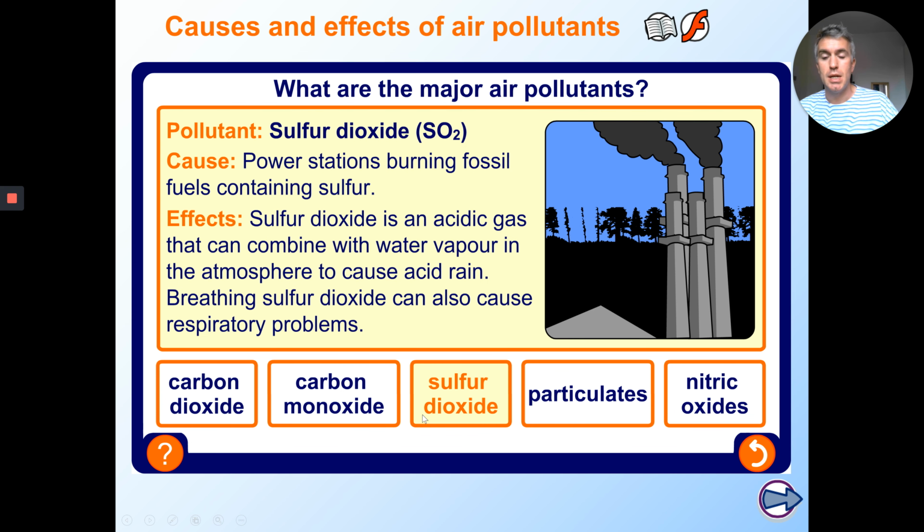Sulfur dioxide. Power stations burn fossil fuels. Inside the fossil fuels, there are impurities called sulfur. When you burn them, the sulfur in the fossil fuels combines with oxygen in the air, making sulfur dioxide. And sulfur dioxide is an acidic gas. When it combines with water vapor in the atmosphere, basically clouds, it causes acid rain. Breathing in sulfur dioxide also causes respiratory problems. Breathing in an acidic gas is bad. Acid rain is bad.